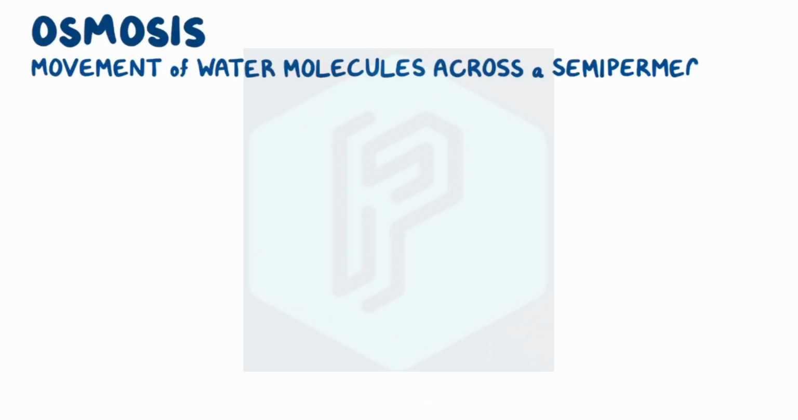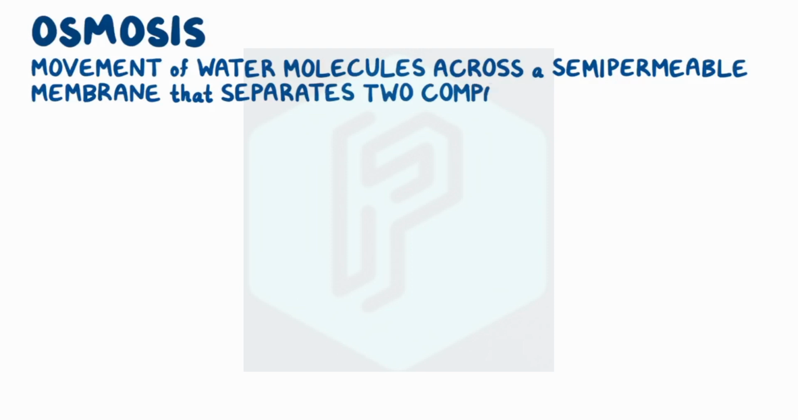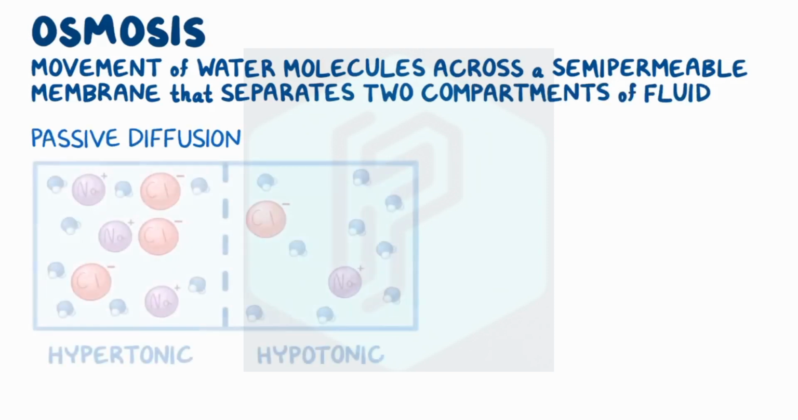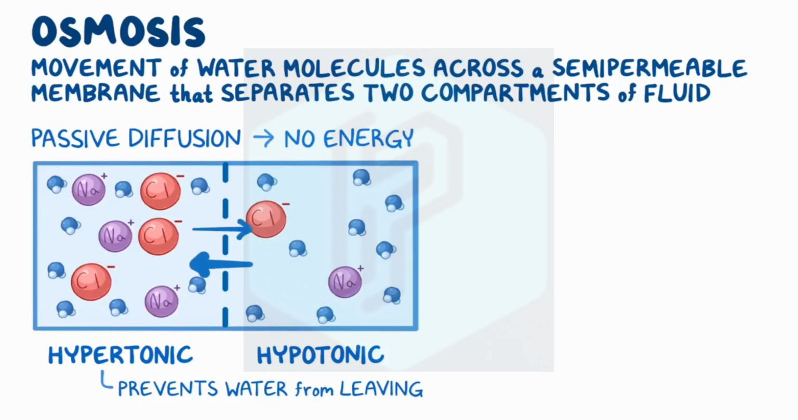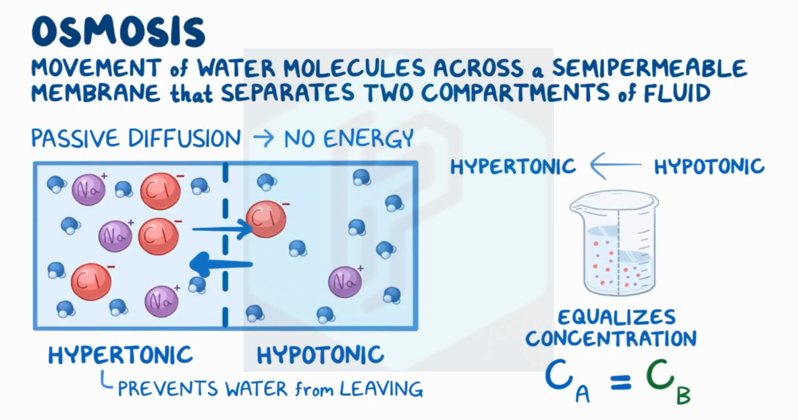Alright, as a quick recap. Osmosis refers to the movement of water molecules across a semi-permeable membrane that separates two compartments of fluid. It can be thought of as passive diffusion of water, and it requires no energy. The side that has more solutes will prevent water molecules from leaving, and as a result, there'll be a net movement of water to the hypertonic side. Over time, the movement of water molecules from the hypotonic to the hypertonic side will equalize their concentrations.